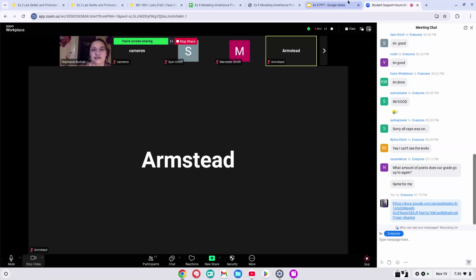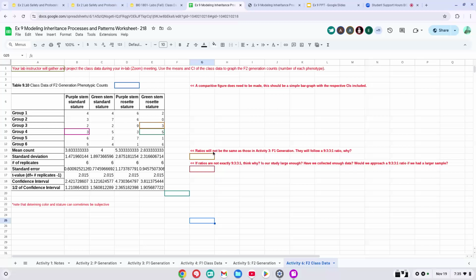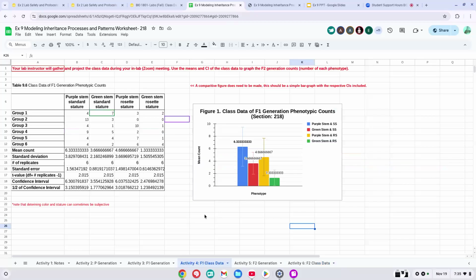We're still screen sharing, but let's click on Exercise 9, modeling inheritance. When we look here, we can look at Activity 4 with the F1 class data. So now we have our genotypes and our phenotype.